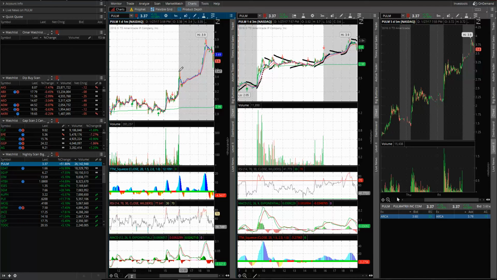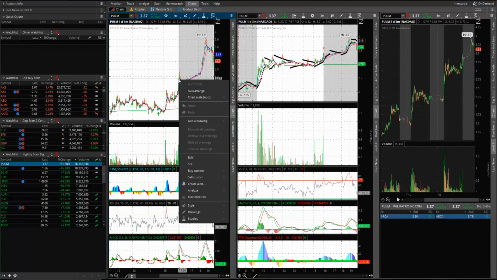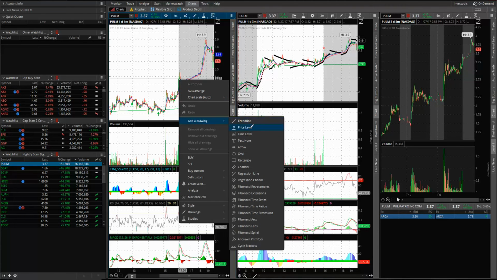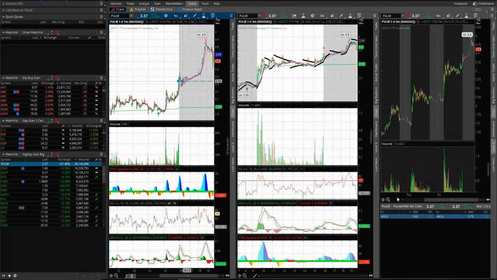So what you do is you can put a line. I add a drawing and I put a price level, and I put it at 337. There you go. And if the stock dips below that, that's like my entry to short the stock. Okay? That's one example.